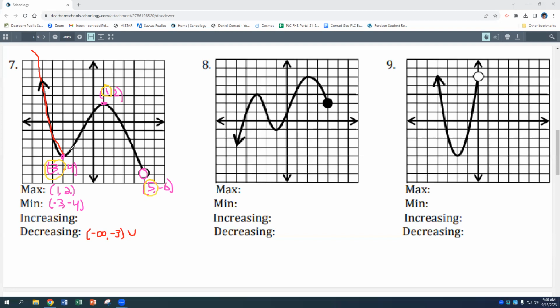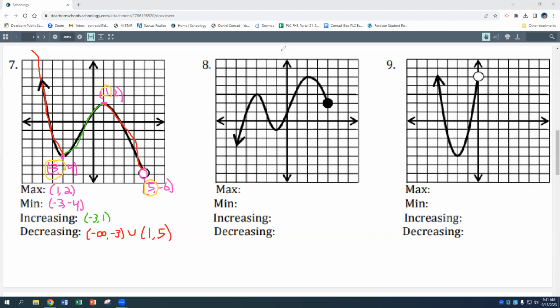Okay, and then we start increasing from -3. Our graph's going up. Our function is increasing up until 1. So we're increasing from -3 to 1. And then we're decreasing and going down from 1 until we get to 5. Okay, 1 to 5. All right, so our graph is decreasing from -infinity to -3, increasing from -3 to 1, and then decreasing again from 1 to 5. When we're writing intervals that are positive and negative or increasing or decreasing, it doesn't matter if it's a closed or open circle because we're always going to use parentheses. Okay, never brackets.